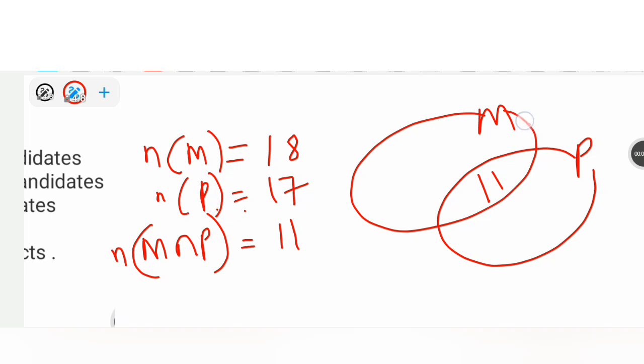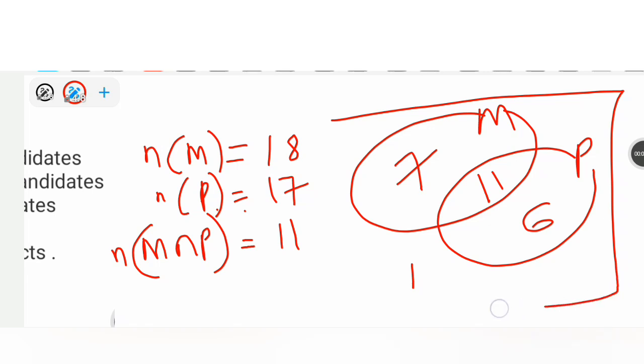And we are told that n(M), everything in the circle of M, everything in this circle here is 18. So that means this place here will be 18 minus 11. That's 7. Then everything in the circle of P is 17. That means this remaining part here will be 17 minus 11, which will give you 6. Then one person failed. That person will be outside of the Venn diagram like this.